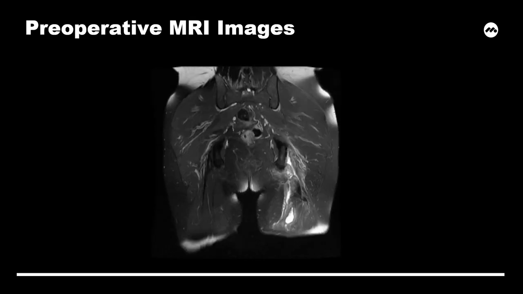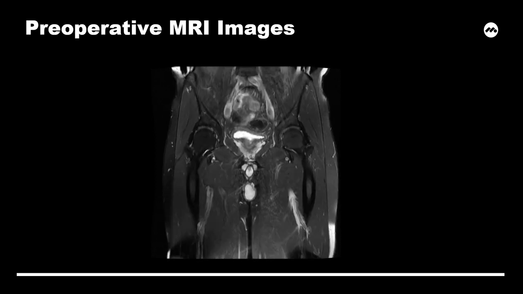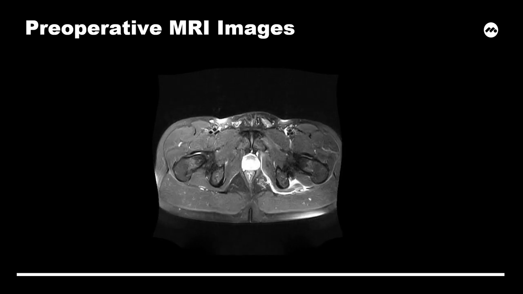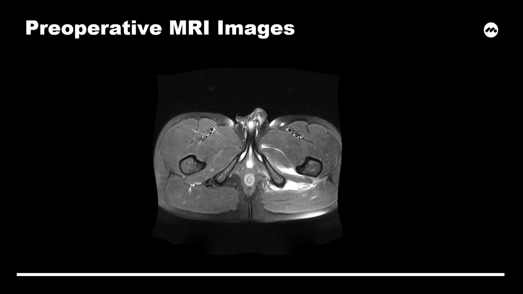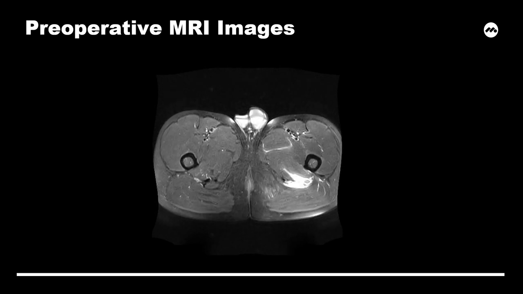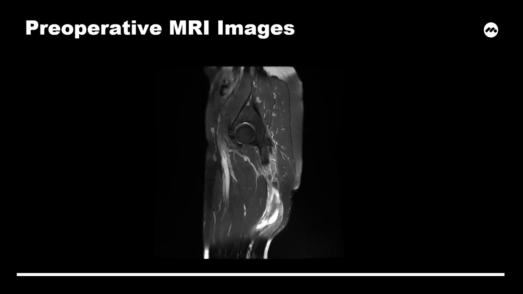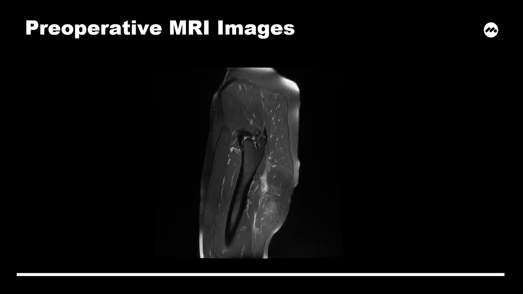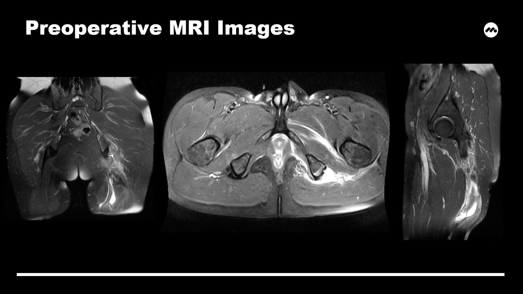Here we demonstrate the T2 coronal, T2 axial, and T2 sagittal MRI sequences demonstrating the left proximal hamstring rupture. Representative images from each are re-demonstrated here.